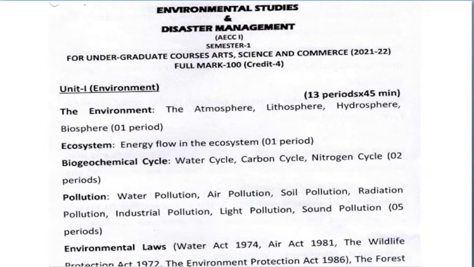Then pollution. In pollution you will particularly learn about water pollution, air pollution, soil pollution, radiation pollution, industrial pollution, light pollution and sound pollution. Then environmental laws. In environmental laws, this paper will focus on the Water Act, Air Act, Wildlife Protection Act, then Environment Protection Act, and Forest Conservation Act. Now let us see what is there in the second unit.